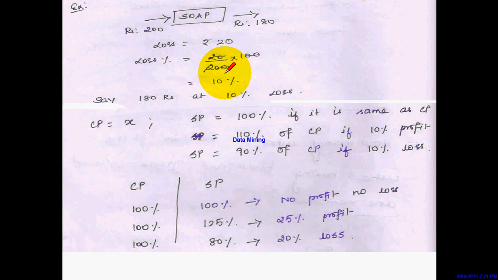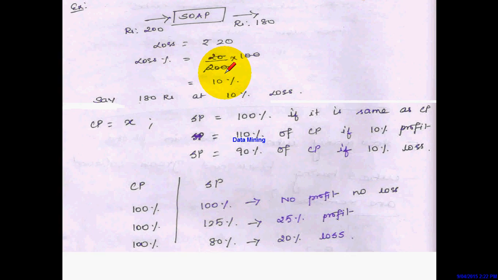That is why I have divided 20 by 200, where 200 is the cost price, and to calculate the percentage I have multiplied the value by 100. Just by multiplying it, you will get the answer as 10%. So if I purchase any article for rupees 200 and sell it for rupees 180, then this particular transaction incurs a 10% loss.